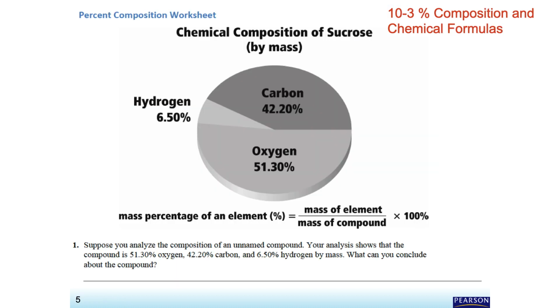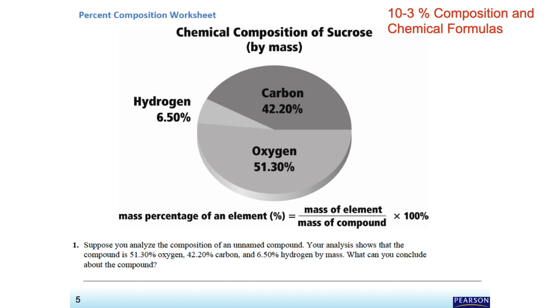Now, percent composition worksheet. This is very similar to what we just did in that final problem. We're given the chemical composition of sucrose by mass. It's 42.20% carbon, 6.50% hydrogen, and 51.30% oxygen. And we know that the mass percent is the mass of the element over the mass of the compound.